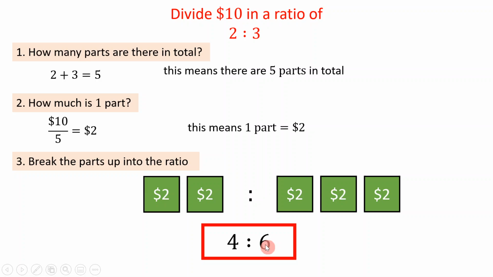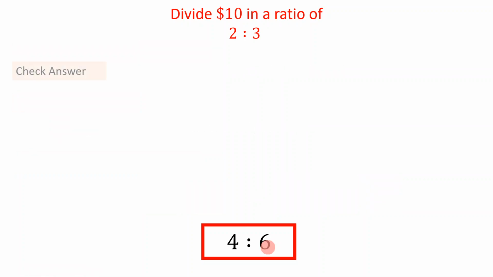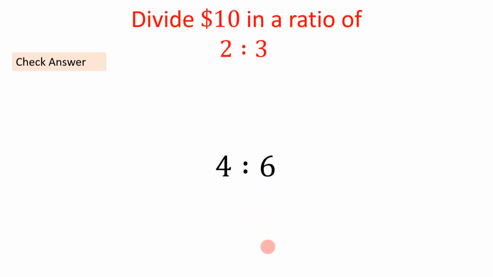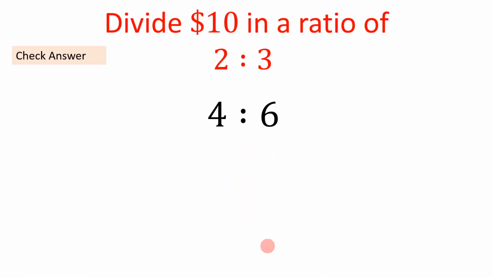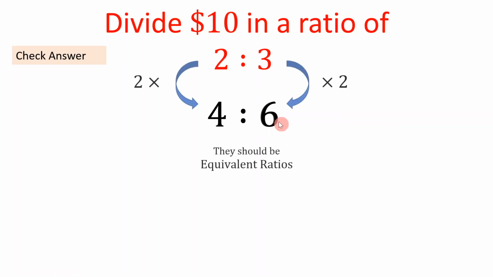Now, how can we check our answer? There's an actual way that we can check our answer here. So let's just zoom in here. The first way you can check your answer is by making sure that you've created an equivalent ratio. What do I mean by that? Well, here I have 2 to 3, and here I have 4 to 6, and hopefully you can tell that these are equivalent ratios. I've simply multiplied both sides by 2. So that's your first verification that you've done this correctly.